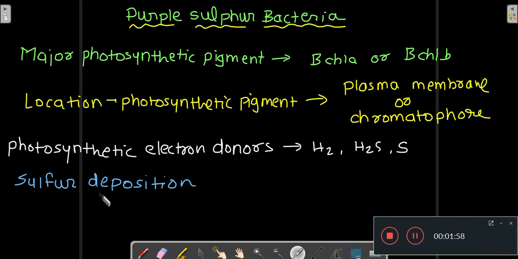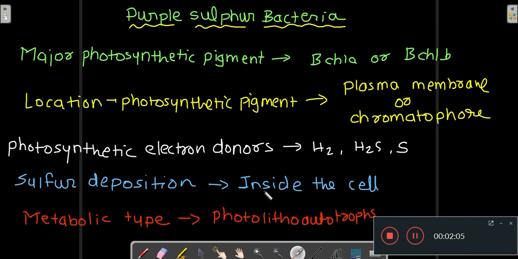Then the sulfur deposition in purple sulfur bacteria happens inside the cell, and the metabolic type is photolithoautotrophs. Okay, purple sulfur bacteria are photolithoautotrophs.